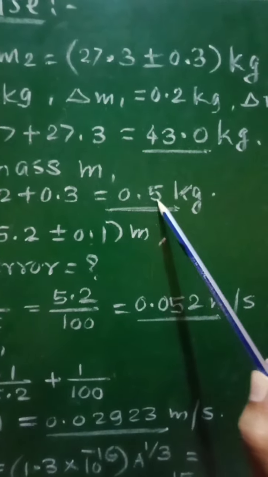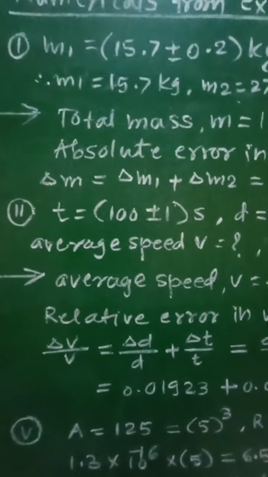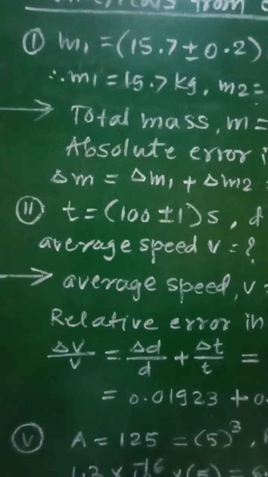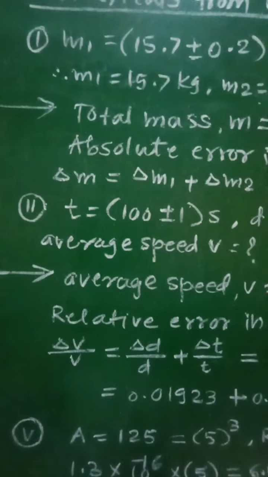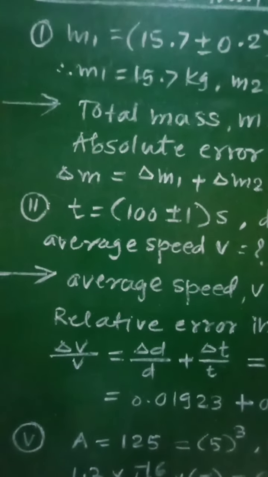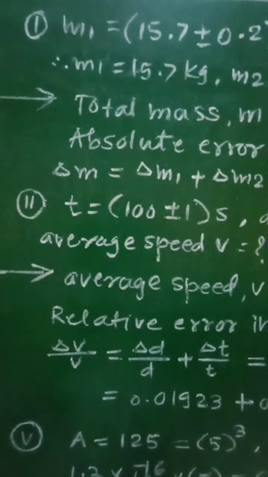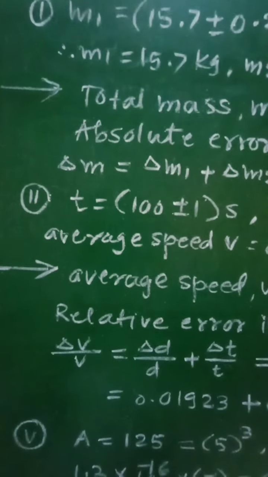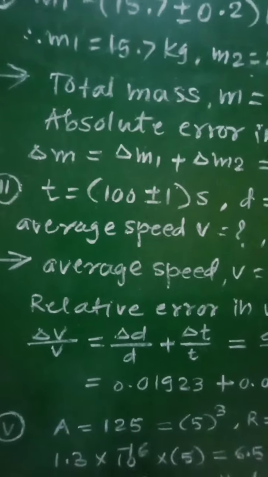equal to 0.5 kilogram. Now let us see numerical number 2, which is given as: the distance traveled by an object in time 100 plus minus 1 second is 5.2 plus minus 0.1 meter. What is the speed, that is the average speed, and its error?